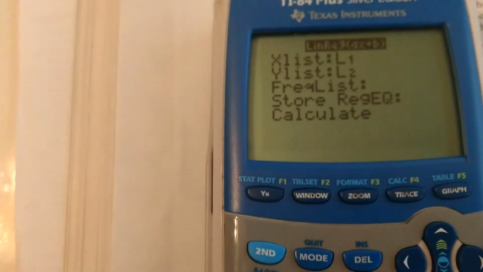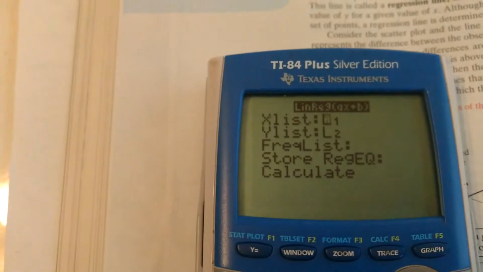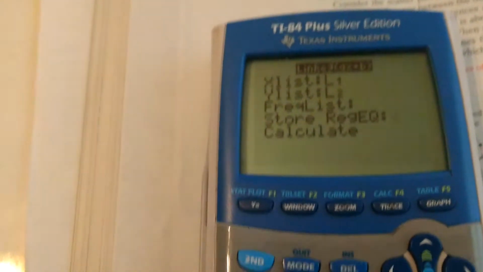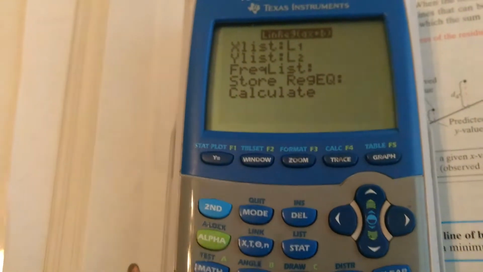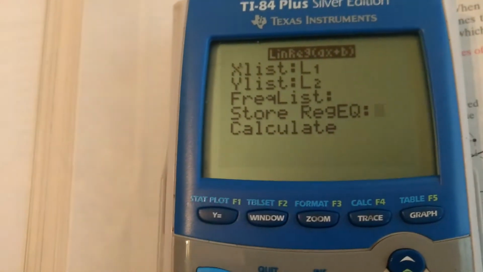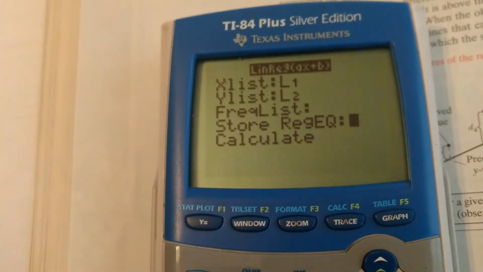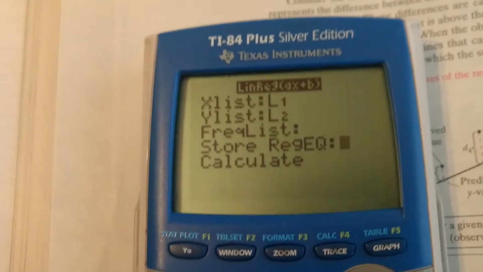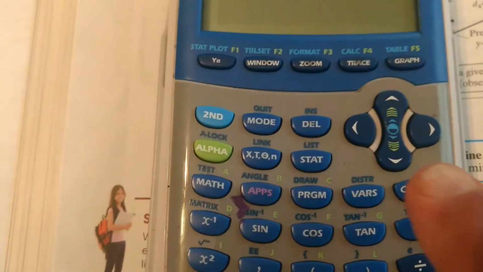The one thing you will have to do, though, is move down to store equation. What that's asking you is, once the calculator figures out the equation, where do you want to store it? What we want to do is store it into the y1 or the y equals. And this is how this happens. We're going to hit vars.